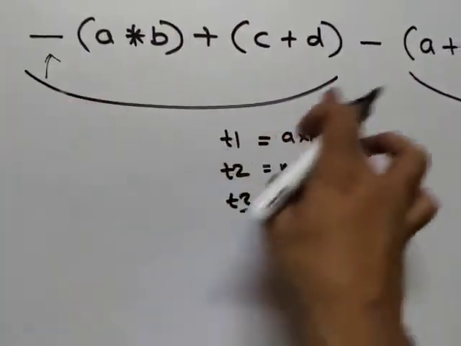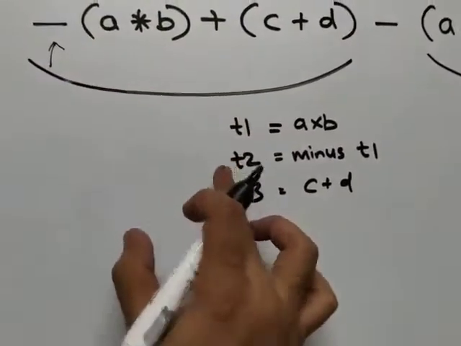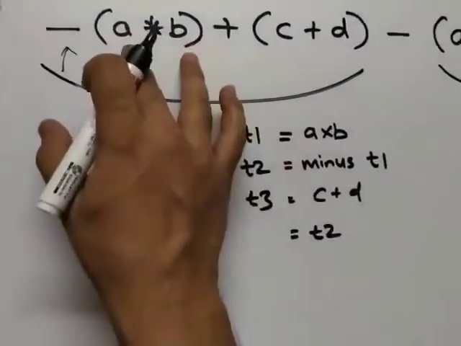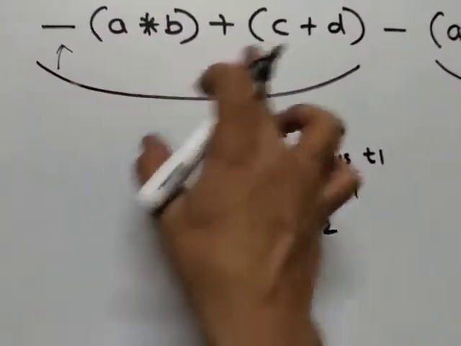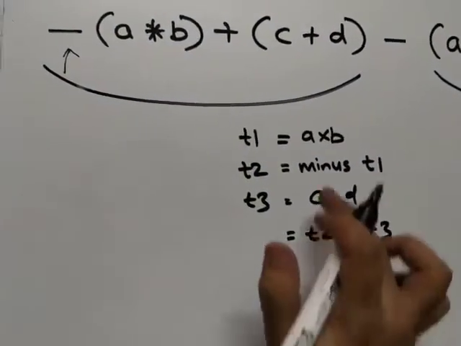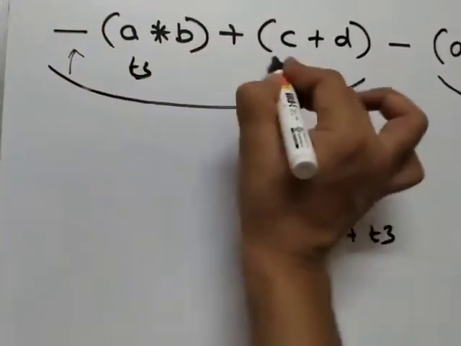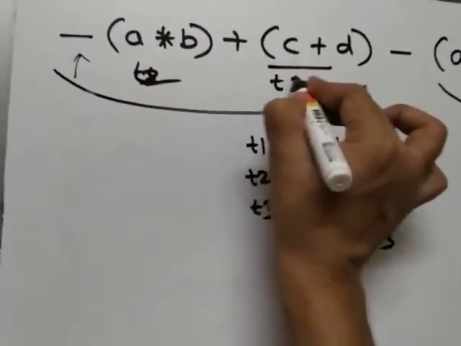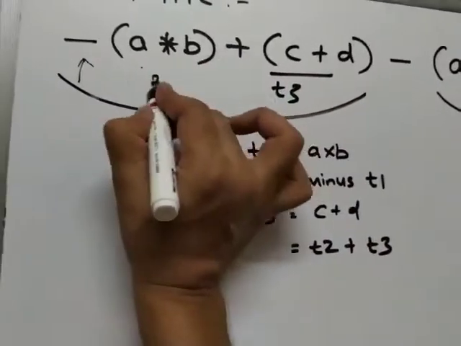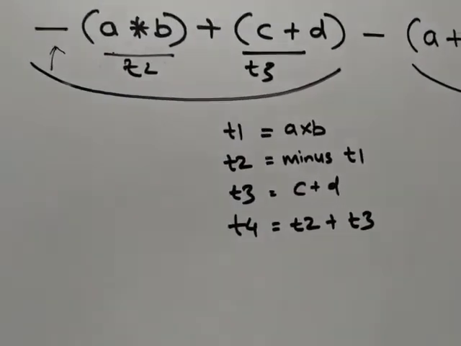Now the first part is prepared, the second part is prepared. We will combine this entire expression. So the first part is represented by t2. So it would be t2 + t3, because t2 holds the minus t1. So the entire first part is represented by t2, and this is represented by t3. This is the t2 expression and this is the t3 expression. Both are added, and we have formed t4 for it.